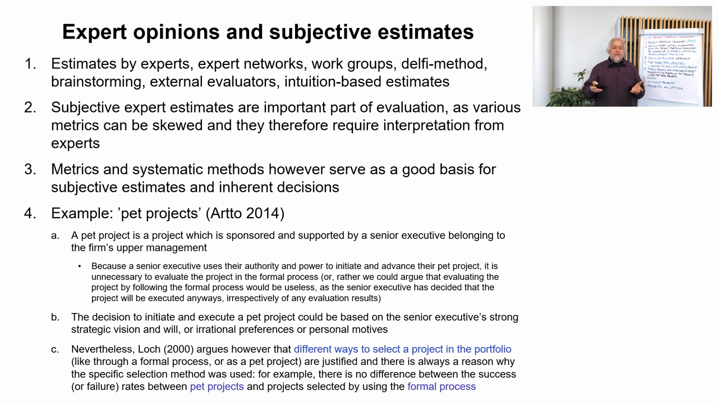There is a definition that the pet project is a project which is sponsored and supported by a senior executive belonging to the firm's upper management. And then 4A includes a sub-bullet, which says that because a senior executive uses their authority and power to initiate and advance their pet project, it is unnecessary to take this pet project to a formal process and start scoring or evaluating and making profitability calculations. You simply don't need to do that because it is the senior executive's pet project, and they have decided that it will be done and implemented. So it is selected to the portfolio based on their decision and their authority and power.